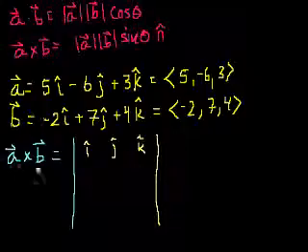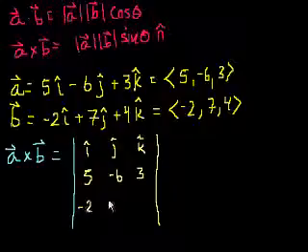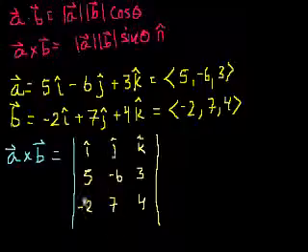Then you write the first vector in the cross product, because order matters. So it's 5, minus 6, 3. Then you take the second vector, which is B, which is minus 2, 7, 4. So you take the determinant of this 3 by 3 matrix. And how do I do that?